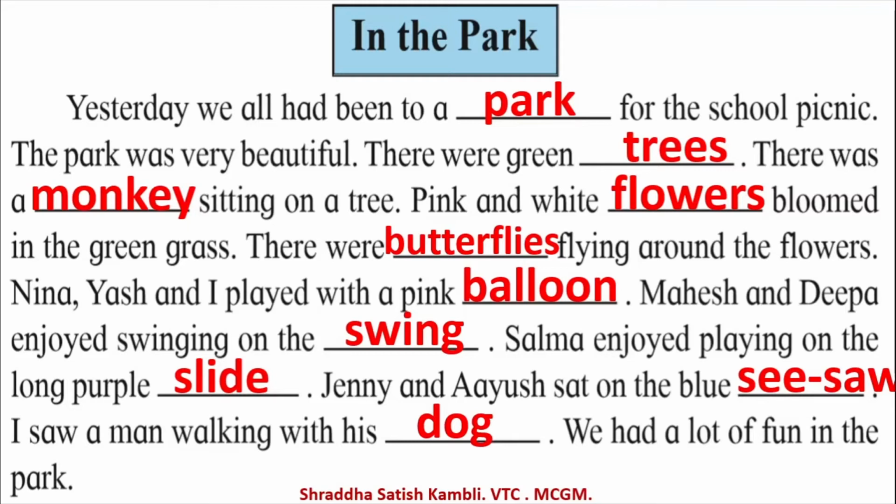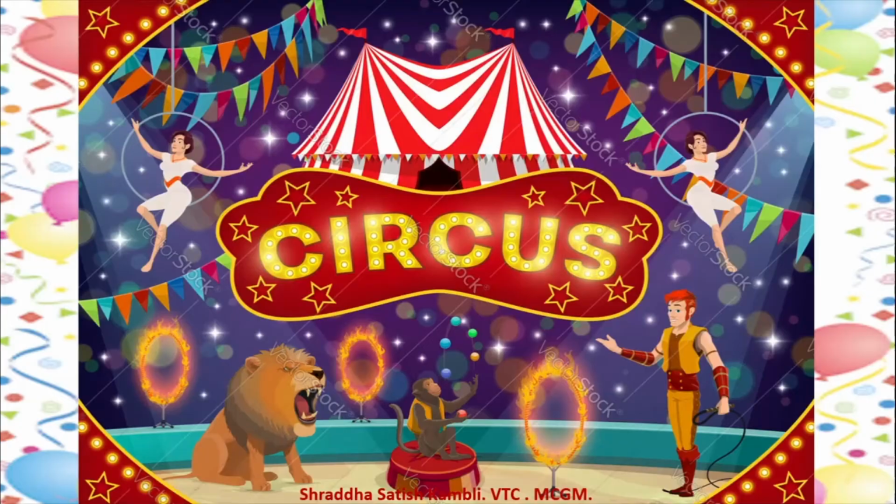Now I will give you a small assignment. I will ask you to read about something else that we enjoy as children. And what is that? It is a visit to the circus. Okay, so I will show you some words which are related to the circus now, so that you can try and read this picture later.